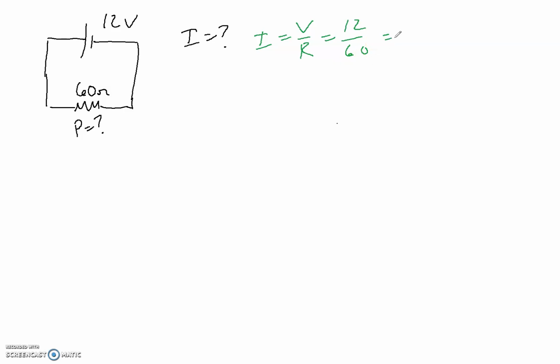So that is pretty easy. 12 divided by 60 is 1/5, so that'd be 0.2 amps running through that resistor. Of course, I've also got power. There are different ways we can find power, but one of the basic ways is I times V. I've got the I and I've got the V, so 0.2 times 12 would be 2.4, and of course power is measured in watts.